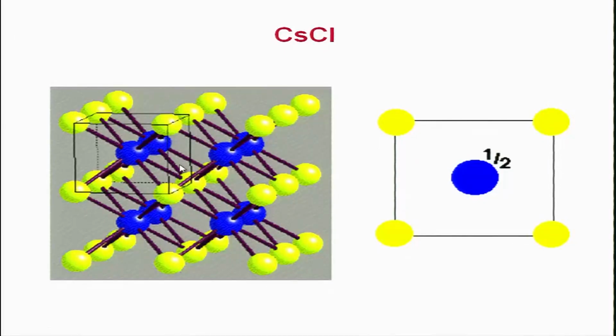Okay. So, now we will move on to another category of materials, ceramics, basically ionically bonded ceramics, which are non-cubic compounds.